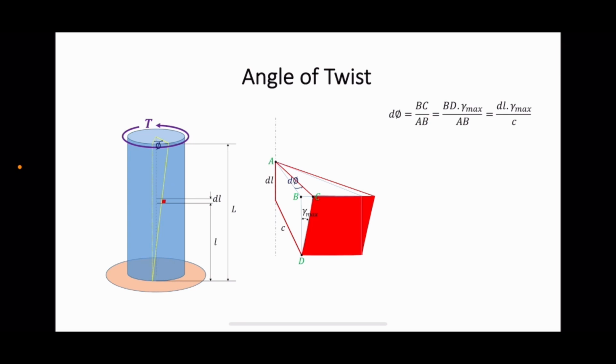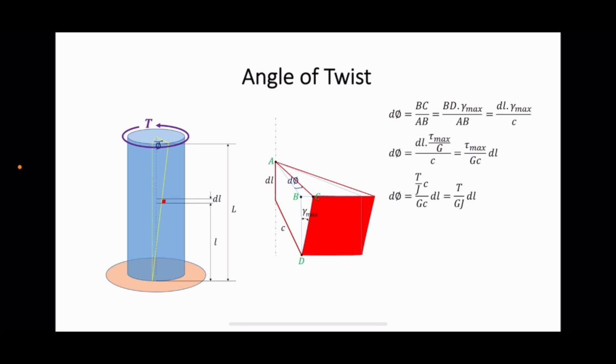First, as you can see, d phi can be calculated from the length dl of the element, maximum shear strain gamma, and the radius of the cross section at the location of the length element. If we continue doing the math, we will finally end up with this equation to determine d phi, the angle of twist of the length element.